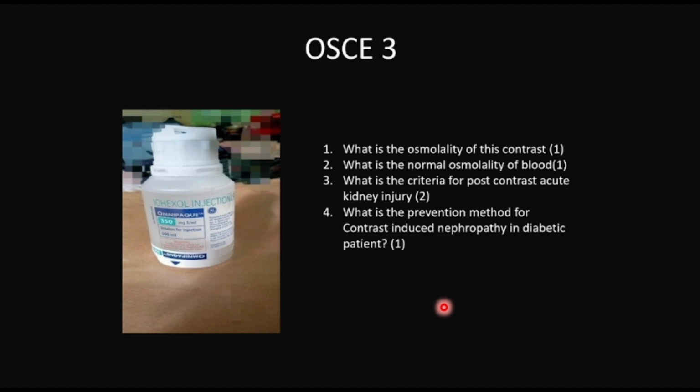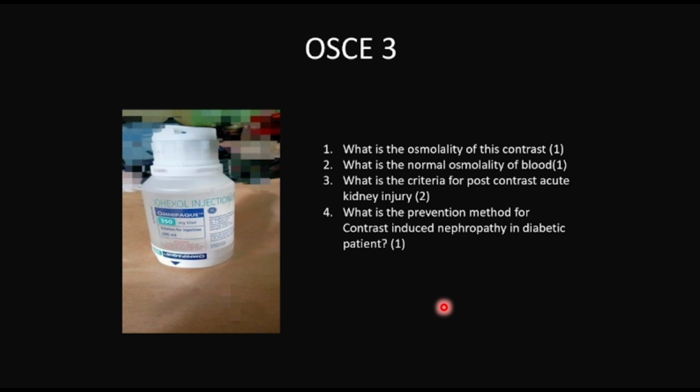So the contrast we see here is iohexol. First question is, what is the osmolality of this contrast? It's a non-ionic low osmolar contrast and its osmolality ranges from 322 to 844 milliosmoles per kg depending on the contrast which we use. What is the normal osmolality of blood? So in humans, the normal osmolality of blood is 280 to 290 milliosmoles per kg.